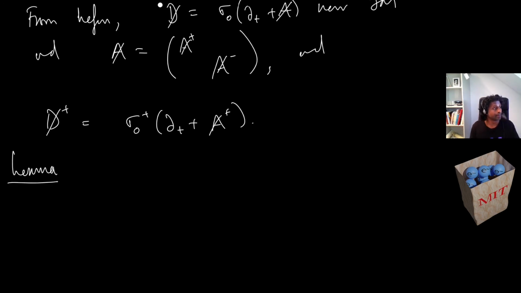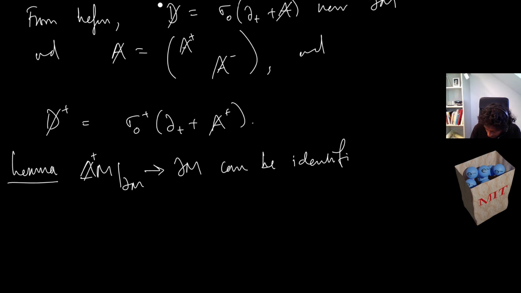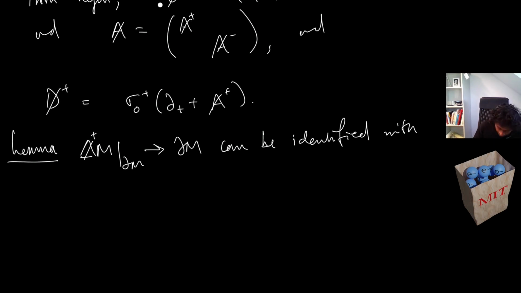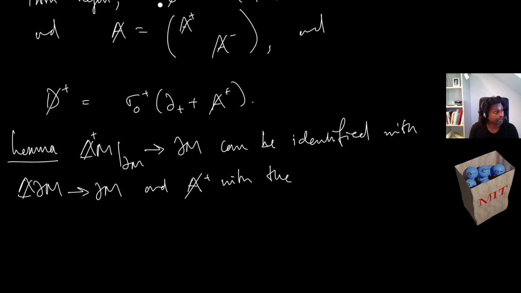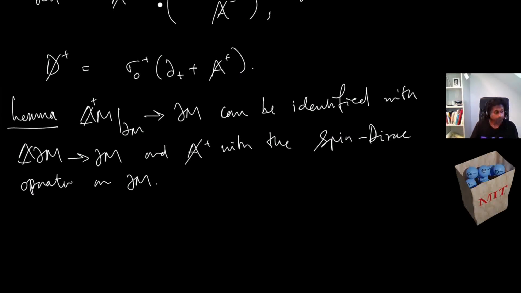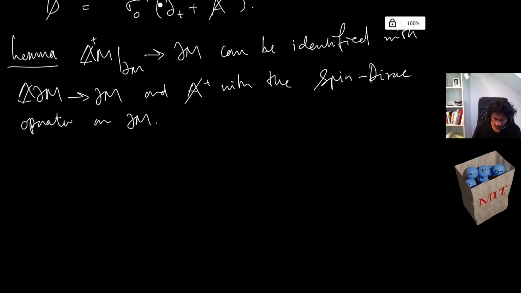Now here's the lemma. The positive spin bundle restricted to the boundary can be identified with the spin bundle on the boundary itself, and the A with the spin Dirac operator on M. So we're almost there, where we want to be.